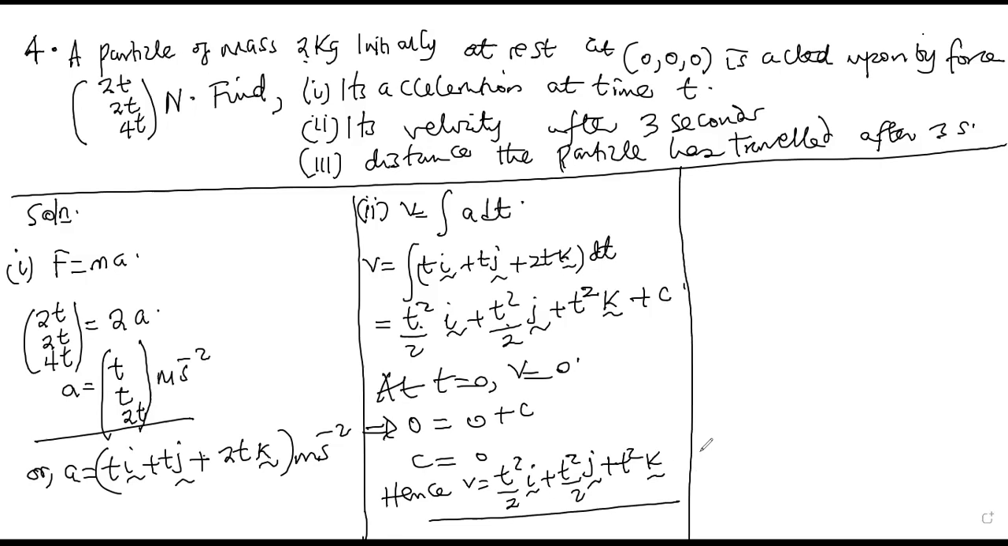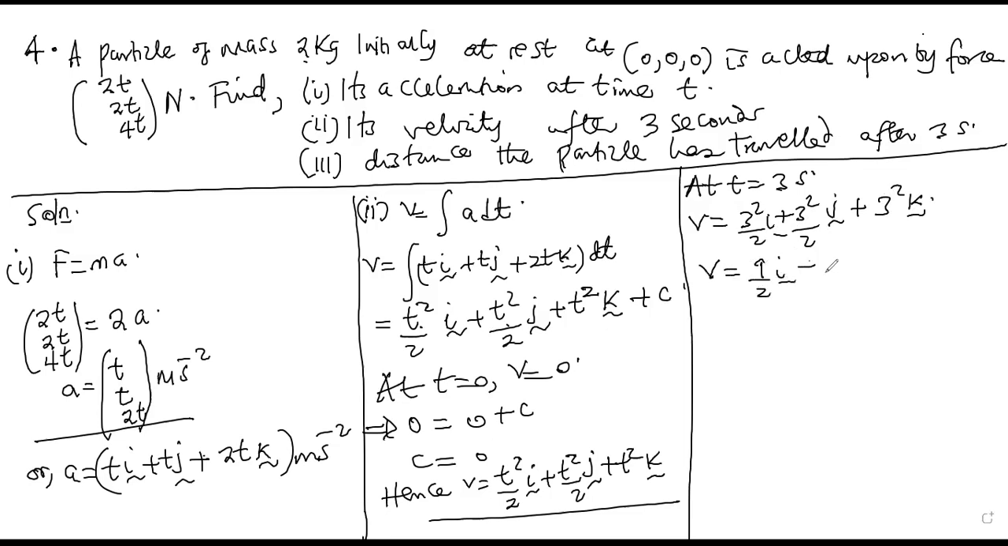Velocity after 3 seconds. So they want v at t equals 3. At t equals 3 seconds, our velocity is equal to 3 squared over 2 i plus 3 squared over 2 j plus 3 squared k. So our v is 9 over 2 i plus 9 over 2 j plus 9k. As simple as that.